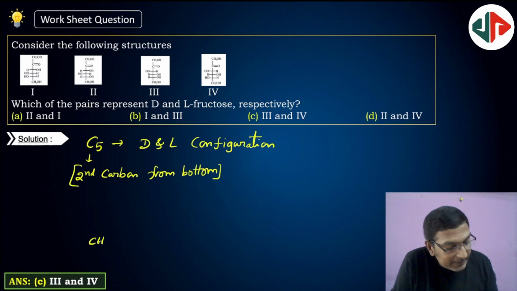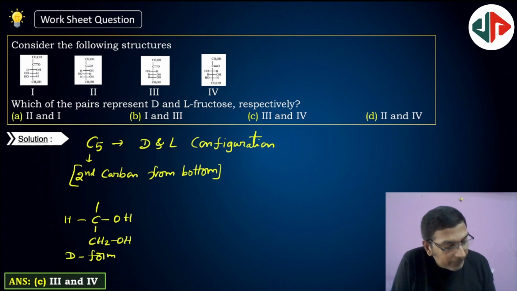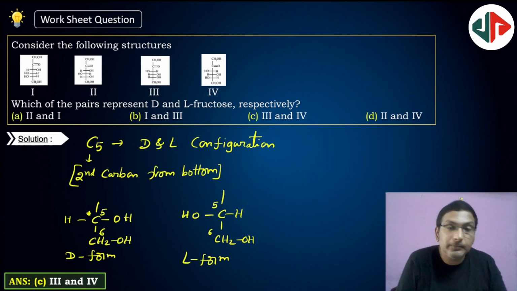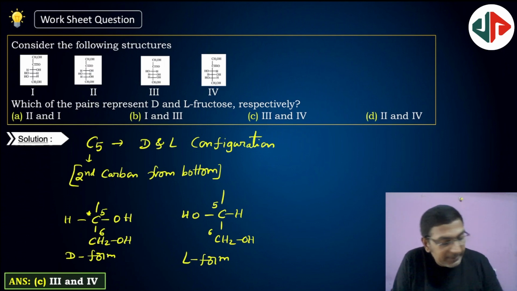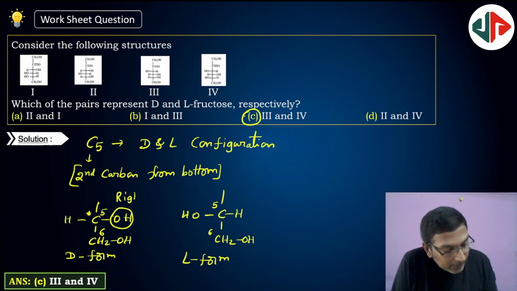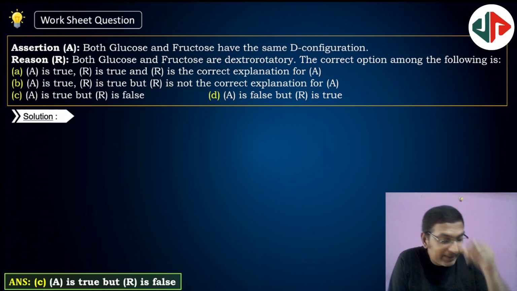So if this configuration is present, CH2OH, CHO and H is present, this will be D configuration, D form. If this configuration is present, this is C5 carbon and this is C6 carbon. If it is like this, there is also C5 carbon, C6 carbon, L form. Check here now. So option 3 is D form, 4 is L form. That means 3 and 4. So OH right side and OH left side. So both glucose and fructose have same D configuration, which is correct.